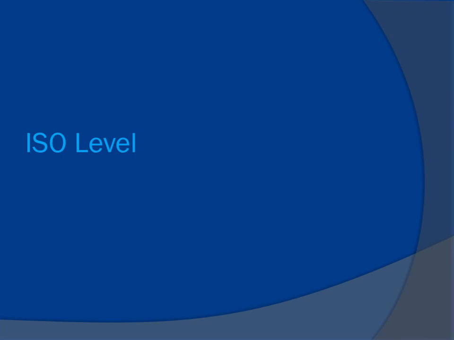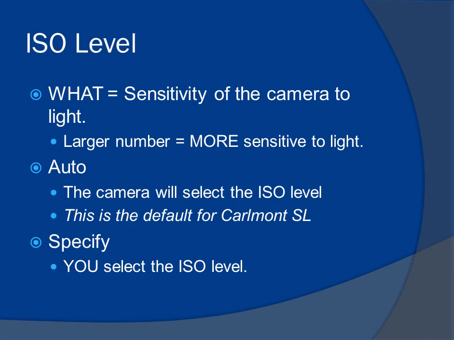ISO level. The ISO level is the sensitivity of the camera to light. Setting it to a larger number makes the camera more sensitive to light for night games and in the gym. Auto: the camera will select the ISO level for you. This is the default that we've set for the Carlmont Sports Leadership cameras. Alternative is where you can specify the ISO level that you want.